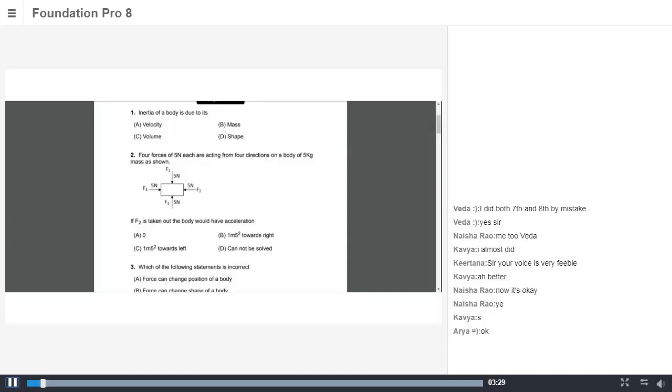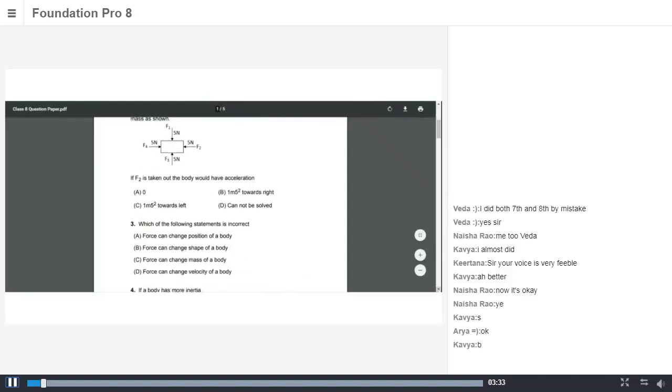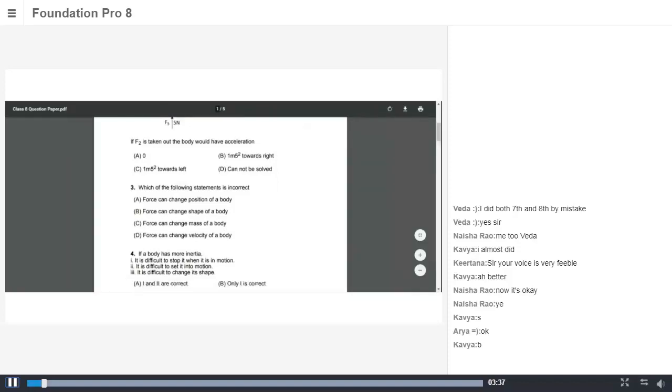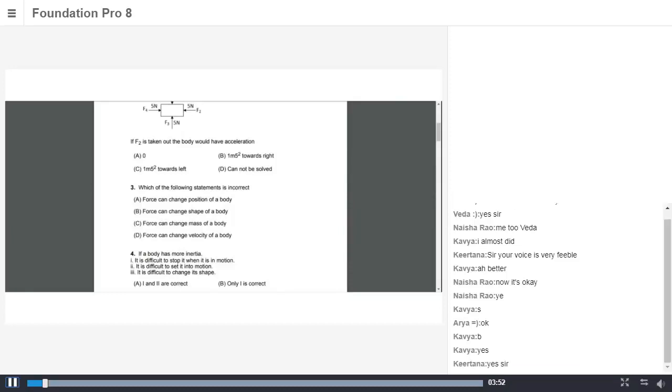So what is the answer for this? If F2 is taken out, acceleration is 1 meter per second square. And what is the direction? It is towards right, because that force is taken out. So the net force would act along the direction of the force which is being taken out. I hope all of you did this. This one is also pretty simple. The next one.